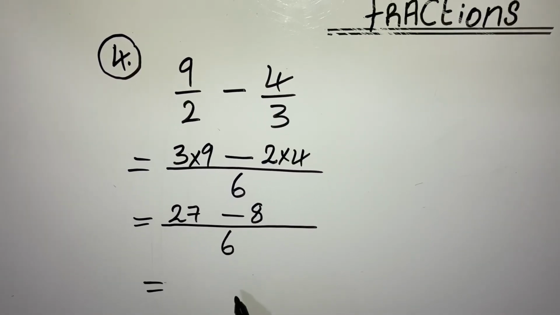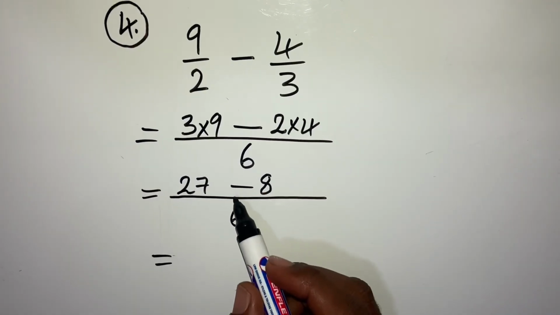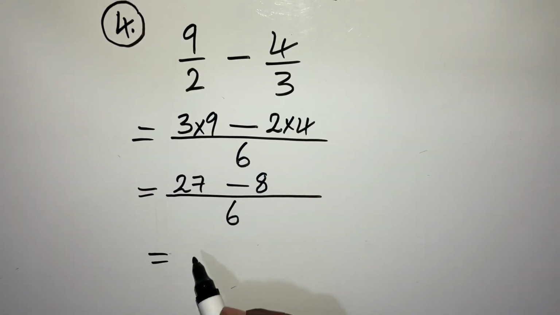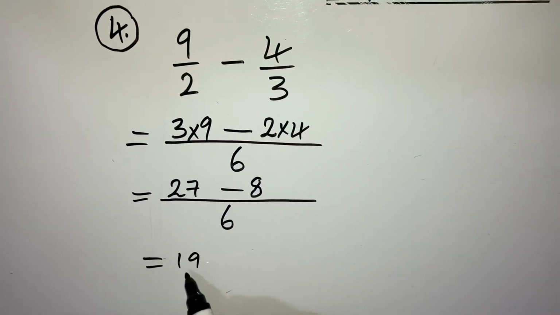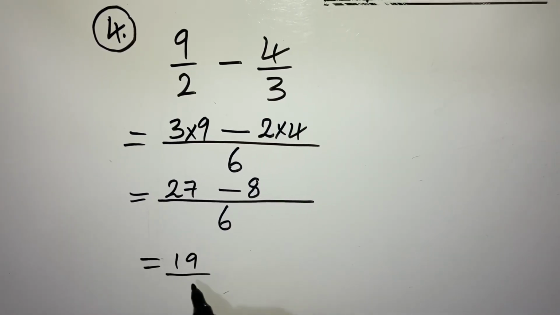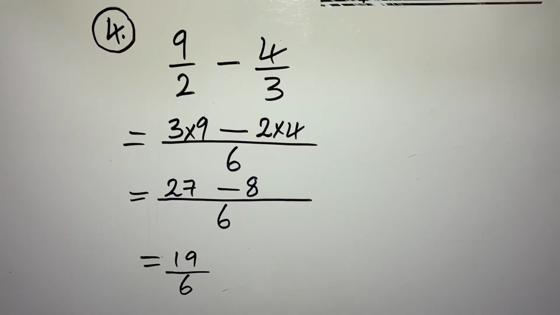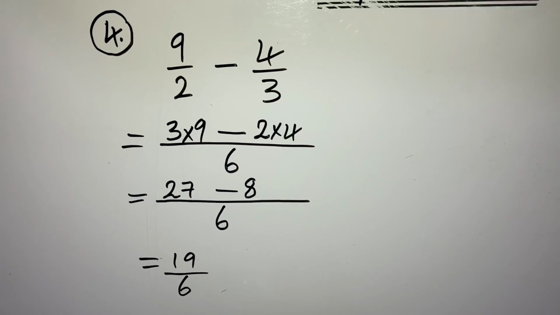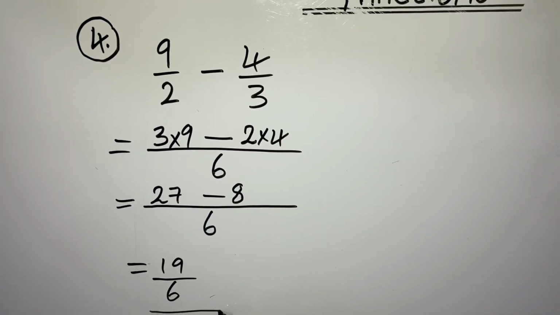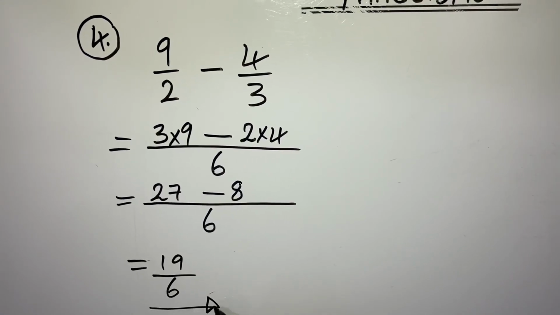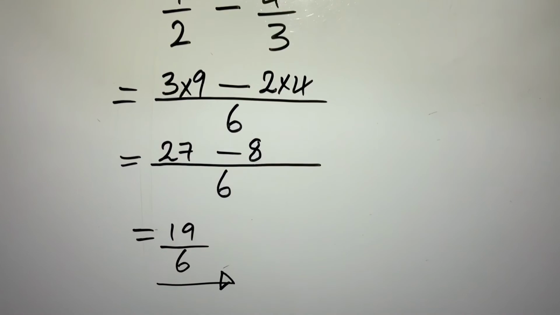Then we continue to subtract 27 minus 8, which will give us 19 all over 6, which can't be simplified any further. So our answer is 19 over 6. Yeah, we are done with this one.